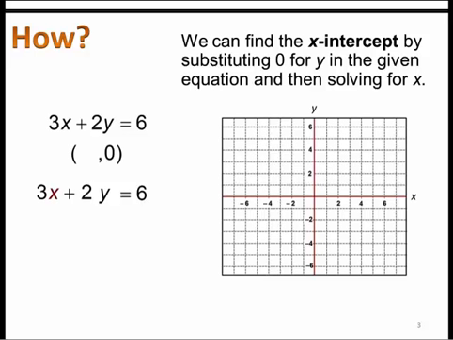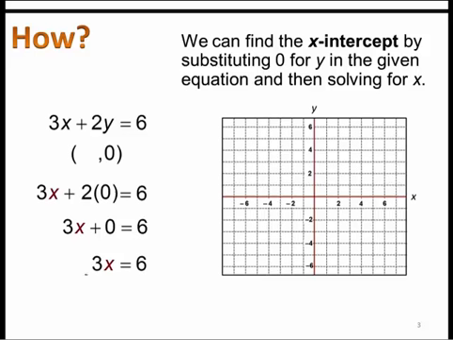So here we have 3x plus 2y equals 6. Notice the variable x is in red. That's the one we're going to solve for. And now we're going to remove y and substitute 0 into the equation, and then we'll simplify. So 3x remains there. 2 times 0 is 0. And so we have 3x plus 0 equals 6. Simplifying one more step, we get 3x equals 6.